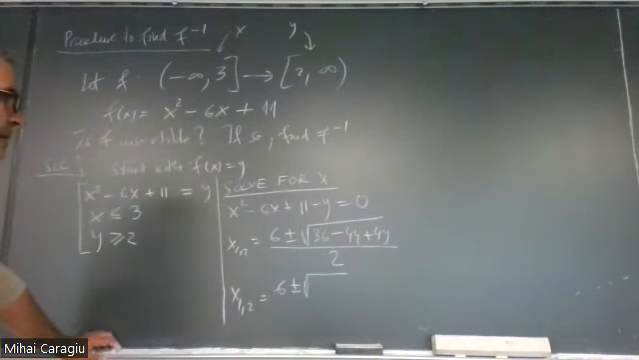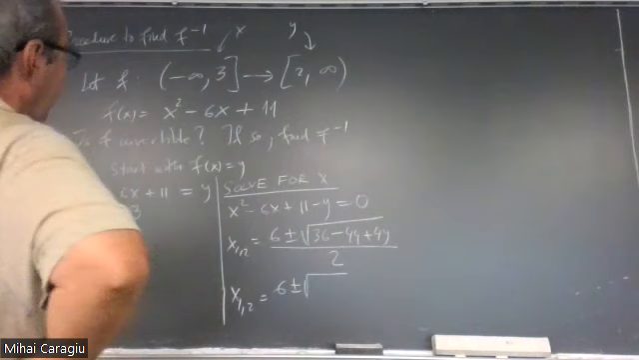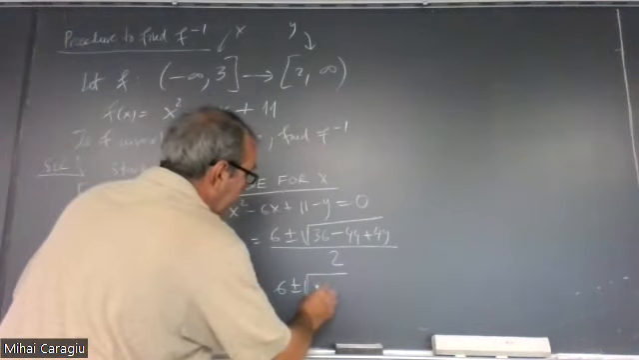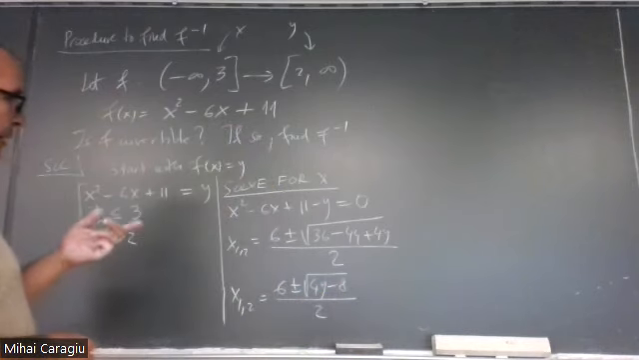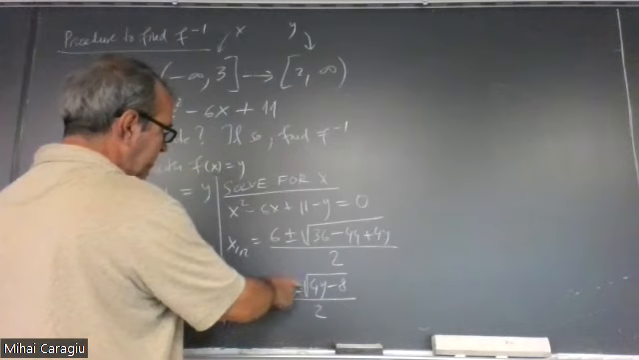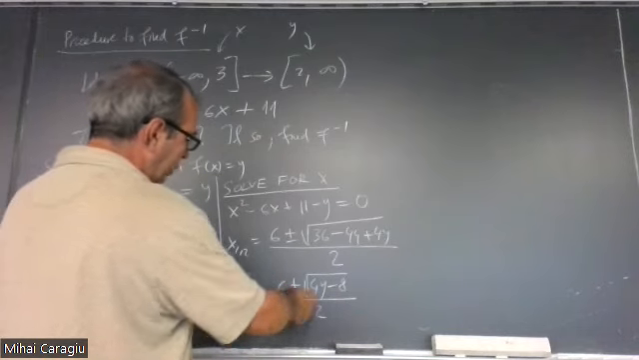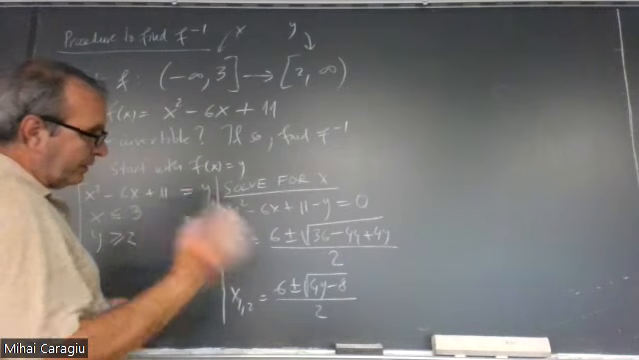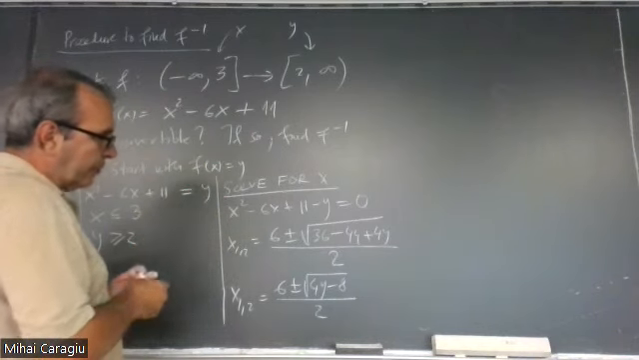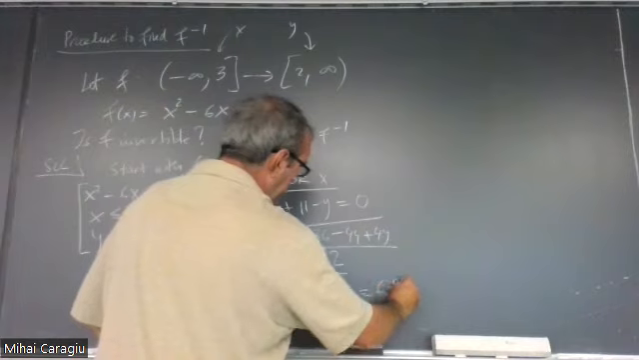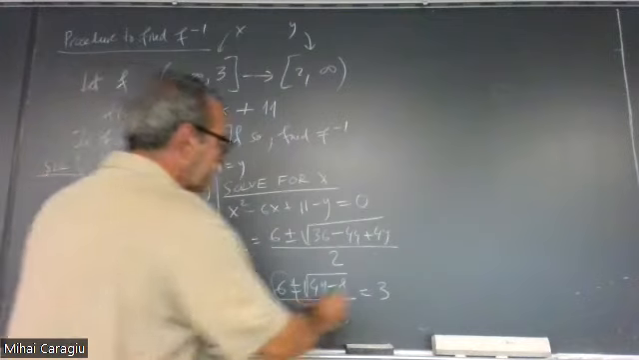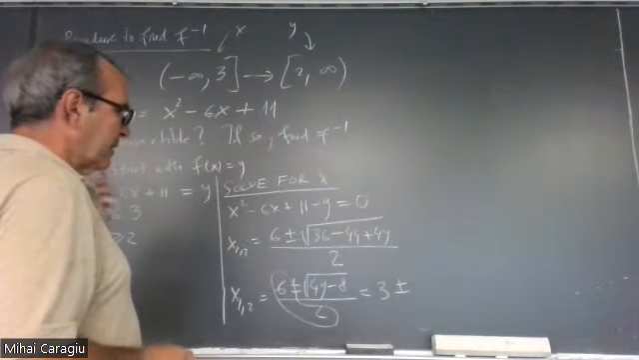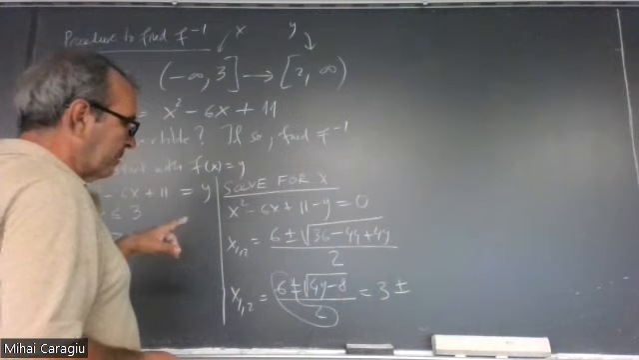So in other words, x1,2 equals 6 plus minus the square root of 4y minus 8, divided by 2. If we divide both terms by 2, 6 divided by 2 plus minus the square root divided by 2. To divide the square root by 2, we divide inside the square root by 4. So this will be 3 plus minus the square root of y minus 2.